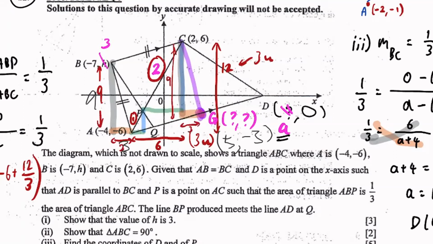Sorry, it's getting quite messy. I hope you're still following. We are finding the x coordinate and the y coordinate of G.